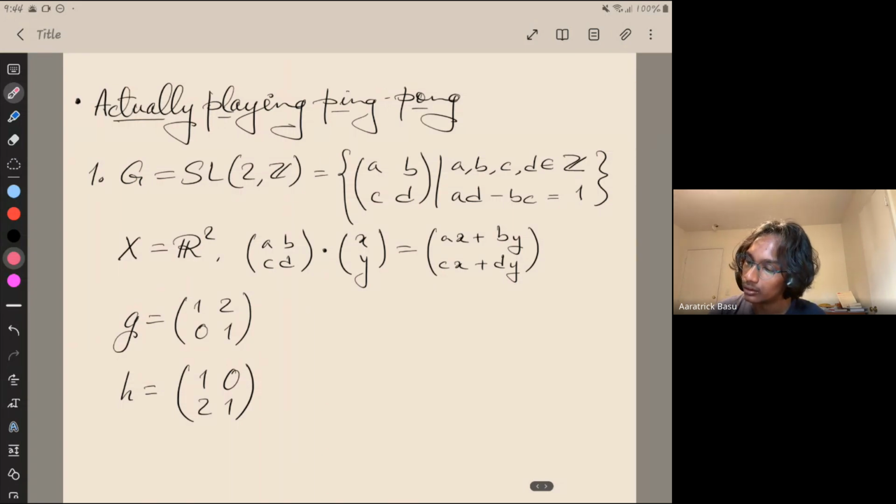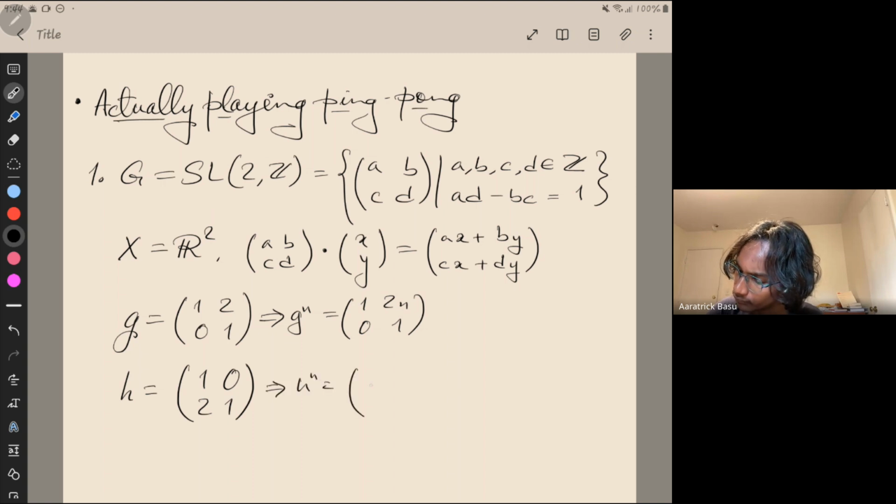So the action is by linear map. So ABCD acting on the vector XY in R2 will be AX plus BY in the first coordinate and CX plus DY in the second coordinate. So this should be familiar. So what are the candidates for our free group generators? G is this map 1, 2, 0, 1, and H is this map 1, 0, 2, 1. It's an easy exercise to see that G to the N for any N is 1, 2n, 0, 1. Similarly, H to the N is 1, 0, 2n, 1.